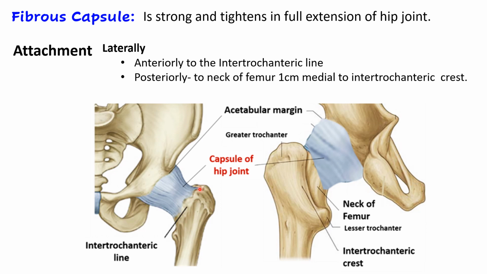So anteriorly the fibrous capsule will be attached to the intertrochanteric line, but posteriorly if you see here, we can see this is greater trochanter, this is lesser trochanter, and here we have the intertrochanteric crest, but it is not attached to the intertrochanteric crest. It is in fact attached 1 centimeter medial to the intertrochanteric crest. So anteriorly the whole of the neck of the femur is intracapsular, whereas posteriorly part of the neck of the femur is outside the capsule.